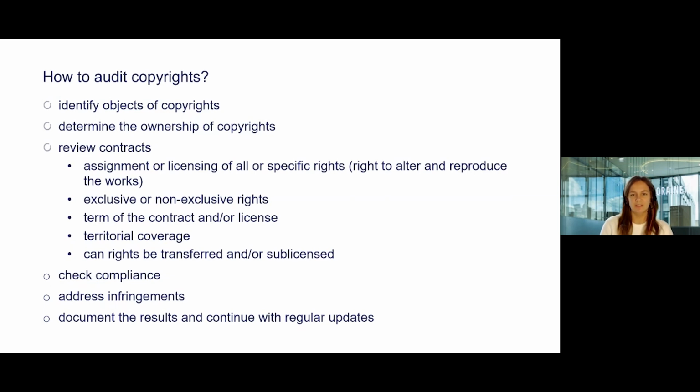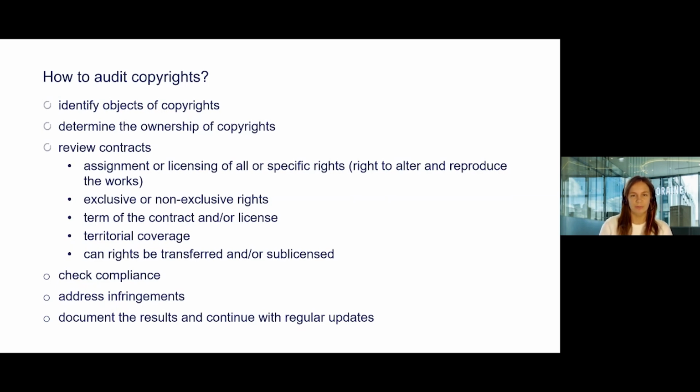So the next step in the process is to review the contracts and analyze whether you have the right to use the copyrighted works as intended and as needed. So you have to consider: are all or only specific rights assigned or licensed? Do you have the right to alter and reproduce the works? Does the contract give you exclusive or non-exclusive rights? Can the contractual partner exploit the works itself or allow them to be exploited by third parties? What is the term of the contract or the license? Can it be terminated or cancelled easily? Which territories are covered, and can the rights be further transferred or licensed? If any deficiencies are identified, then the contracts should be amended accordingly.